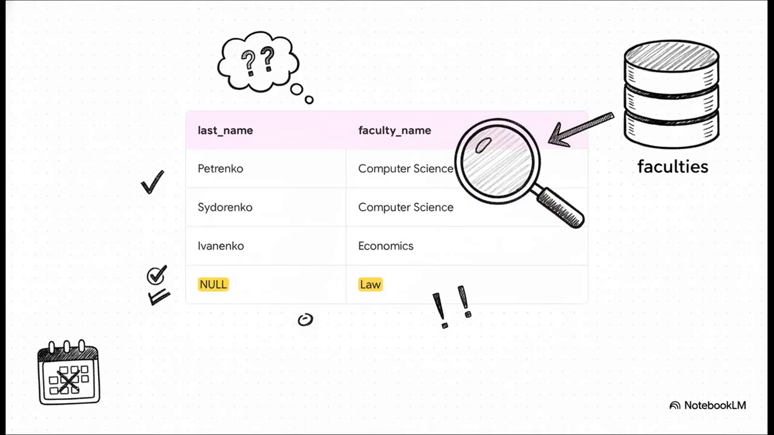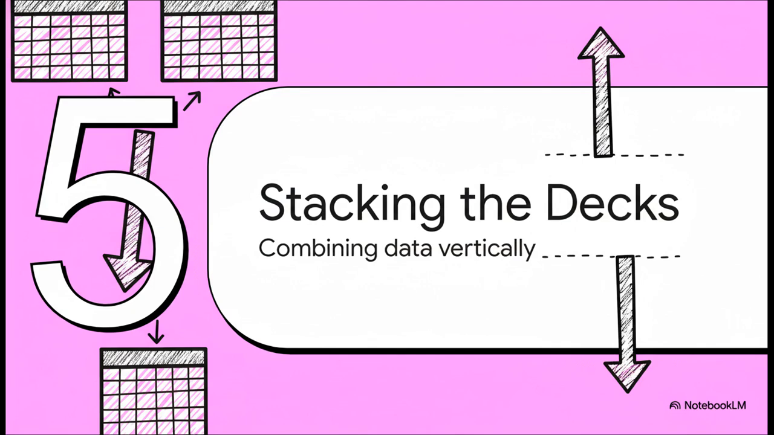So this time, our faculties table was on the right, so every faculty is guaranteed to be in the result. And there it is, the law faculty. Since no students are assigned to it, the last name column is null. This is perfect for finding things like products that have never been sold, or in this case, faculties that don't have any students.